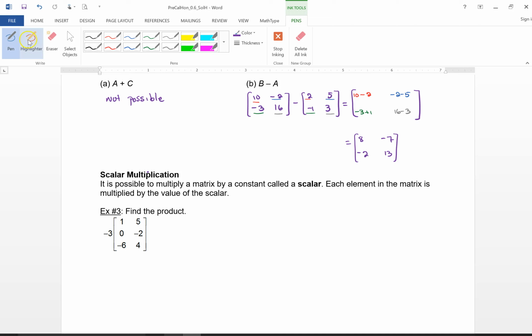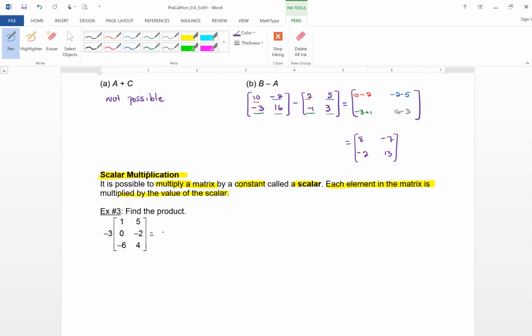Now, scalar multiplication is multiplying a matrix by a constant, which we call a scalar. So regular numbers are called scalars. Scalar just means regular number. What you do here is each element is multiplied by the scalar, okay? So I'm just going to show the work here. You don't have to. You can do it mentally every time.